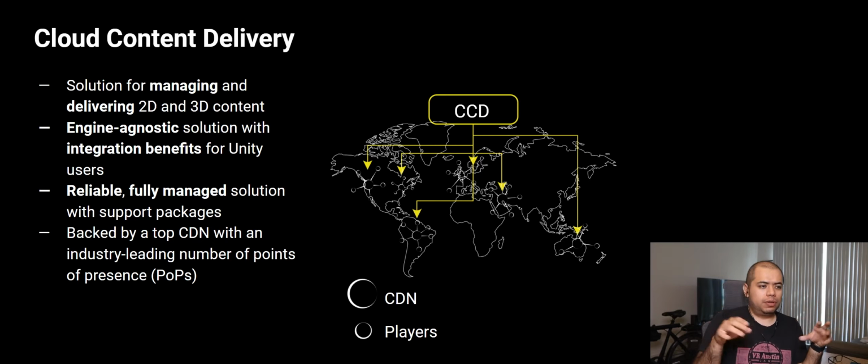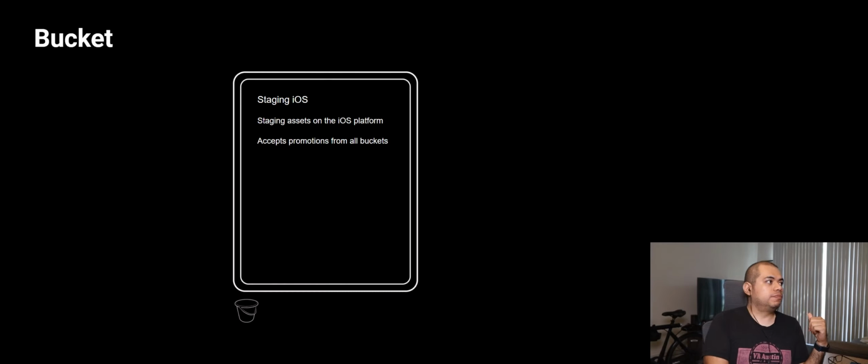So we have multiple points of presence in different places of the world. So you know that if a player of yours is located somewhere, that player will request or download the content from the point of presence that is more optimal to download from.